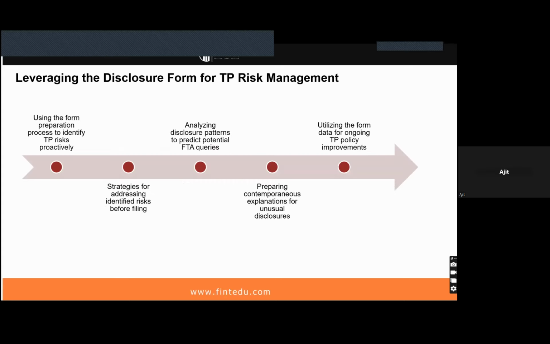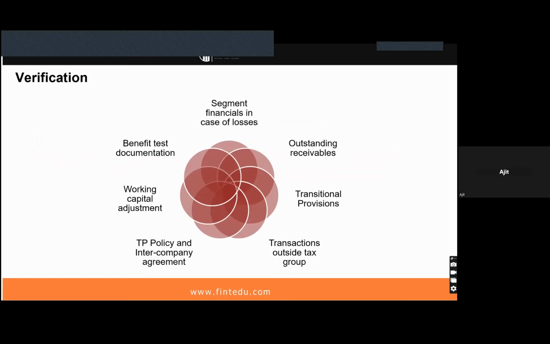Now coming quickly to the verification, before we move on to the important slide of the tax group, and we'll also talk about the benchmarking. Now, a disclosure form is not only about putting the data into the form, selecting the method and saying it is at arm's length. One needs to do an entire analysis before selecting the method and concluding arm's length. That analysis can be in the form of preparing segment financials for related parties. It can be in the form of the outstanding receivable. You need to see whether it is outstanding for a long period of time. Have you considered the closing and opening balance and transitional provisions?